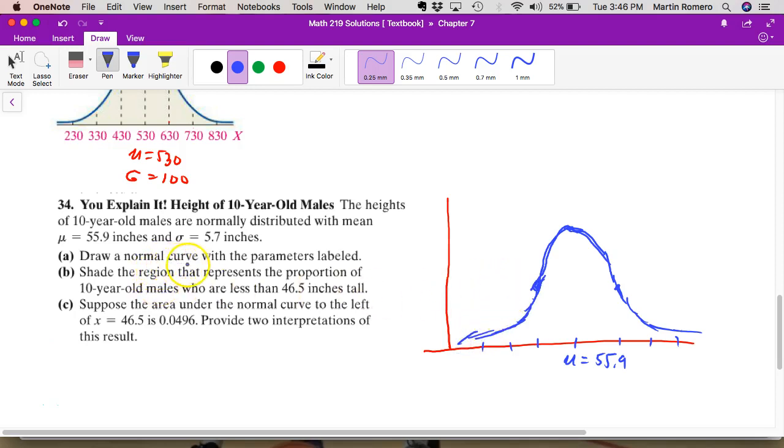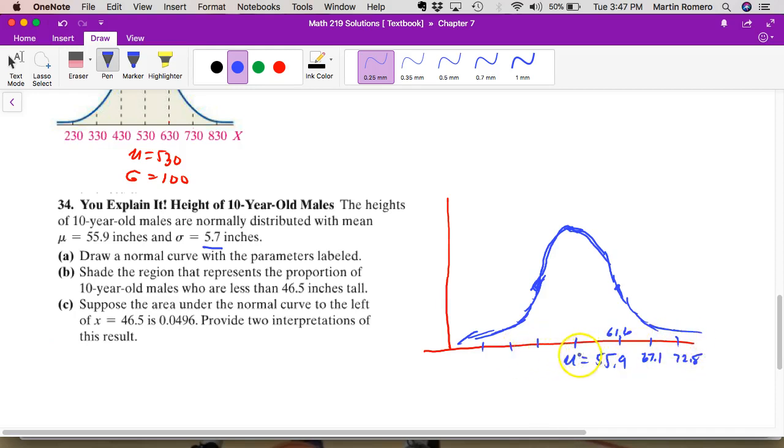Draw a normal curve with the parameters labeled. So I have the mean, and now everything is up by 5.7. After one standard deviation, this would be equal to 61.6. Add 5.7 more, that's going to be 67.1. Add 5.7 more, and that's going to be 72.8. And so that's our distribution there.